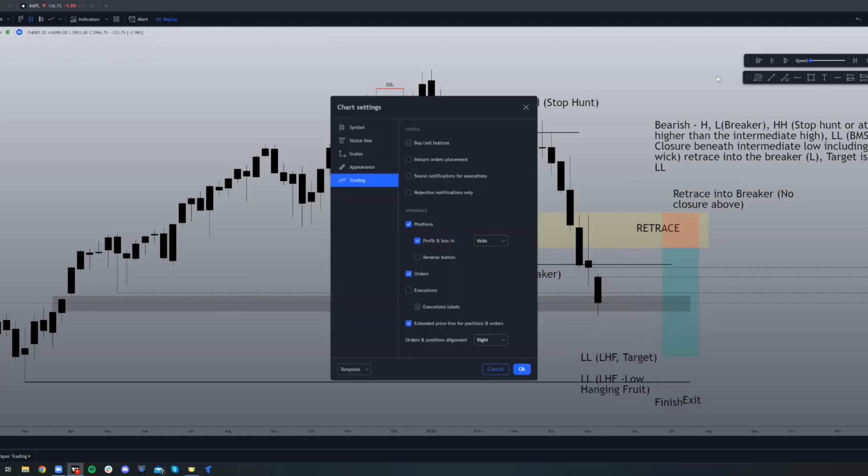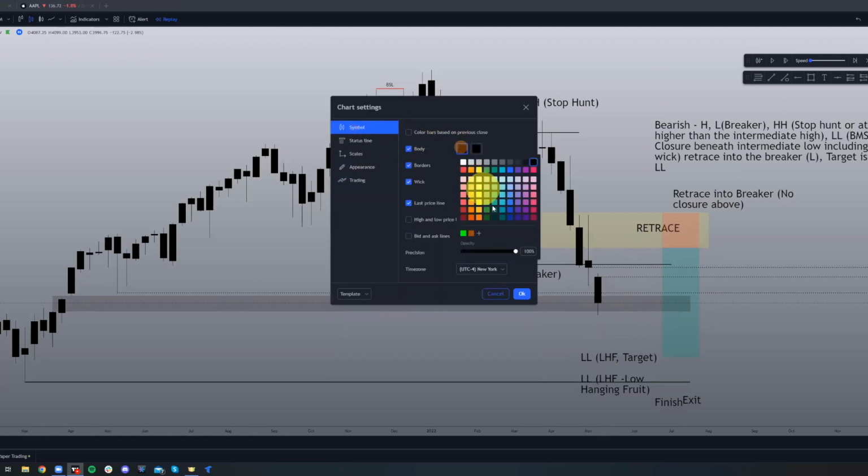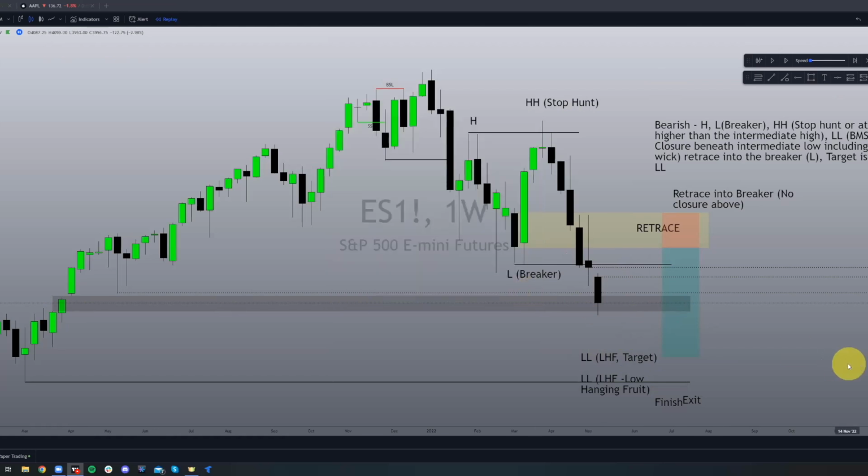Now, I will give you a break. I will put the colors back on. But if you really want to learn price action, make all your candles the same color. I promise it'll train your eyes better.